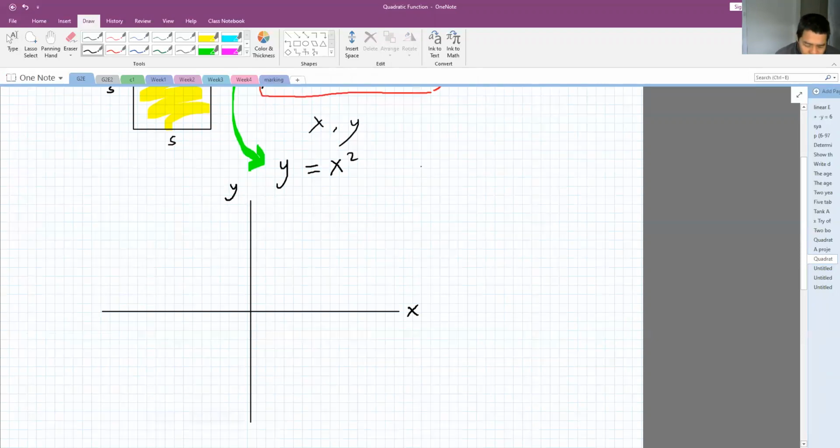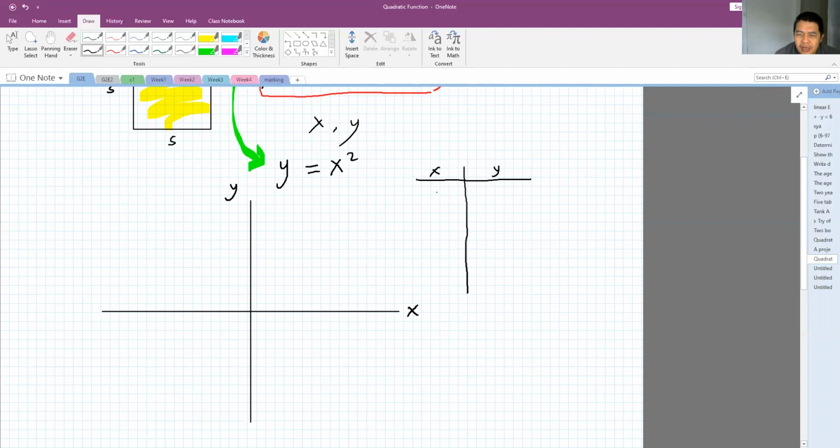Now, when you want to draw a graph of this relation, you can make a table. For example, this is the x value and this is the y value, and you can put the numbers now.